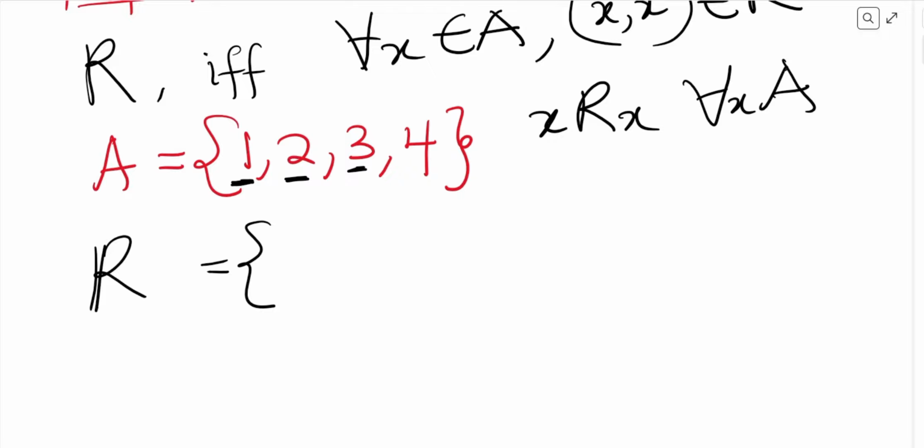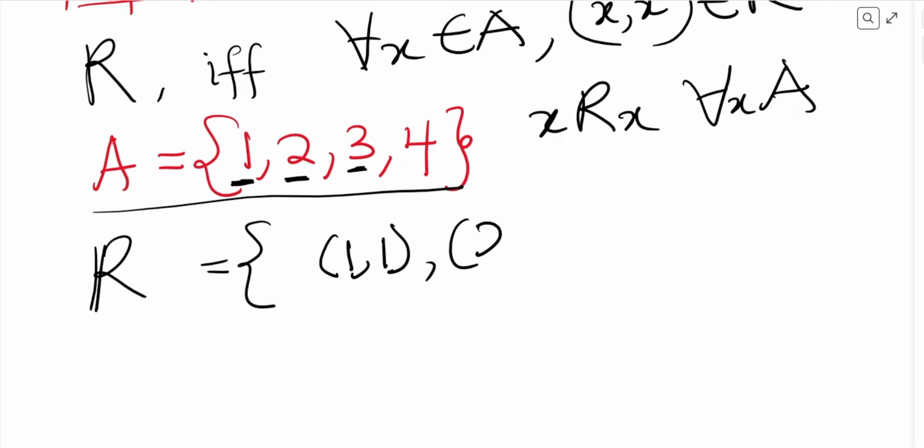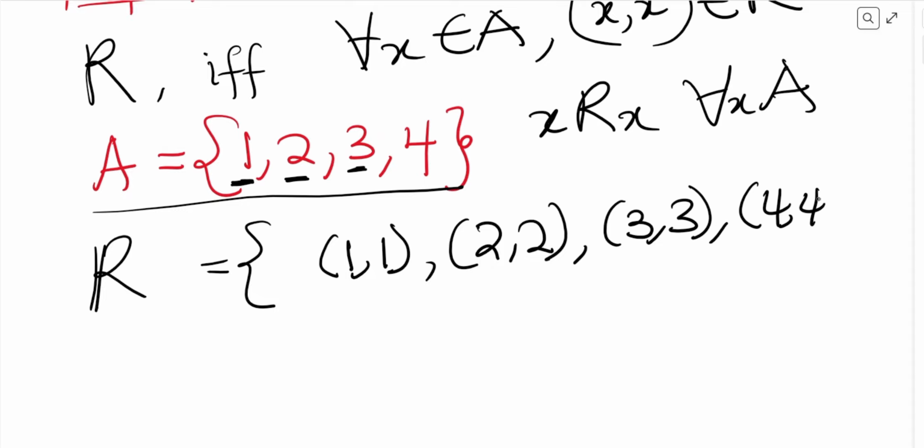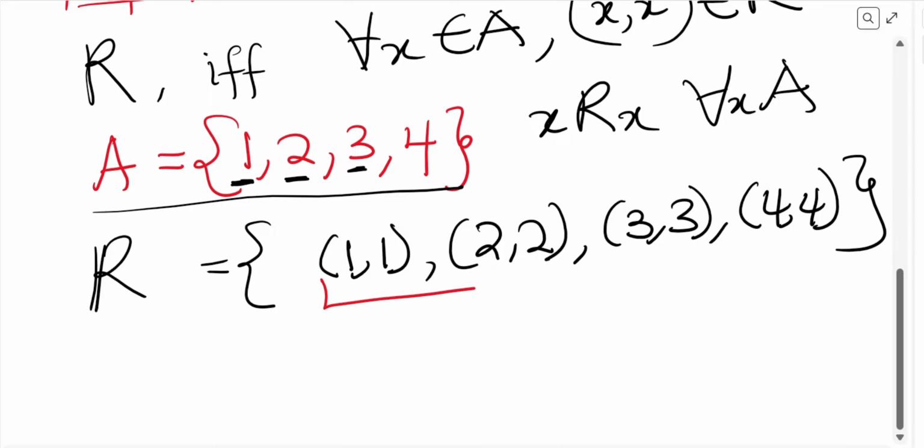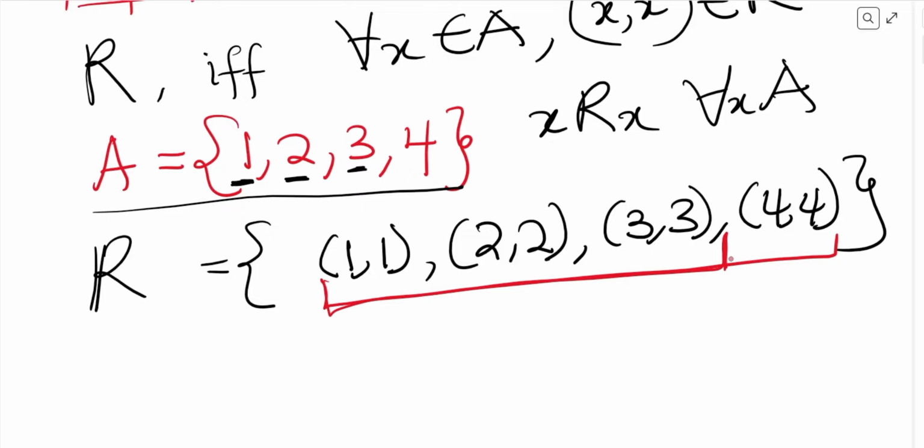So, a reflexive relation on this set A must contain the elements 1, 1, 2, 2, 3, 3, 4, 4, as well as other possible pairs. But all of these members need to be in the relation. If you have 3 appearing and remaining 1, it is still not reflexive. Every member in the set must relate to itself.